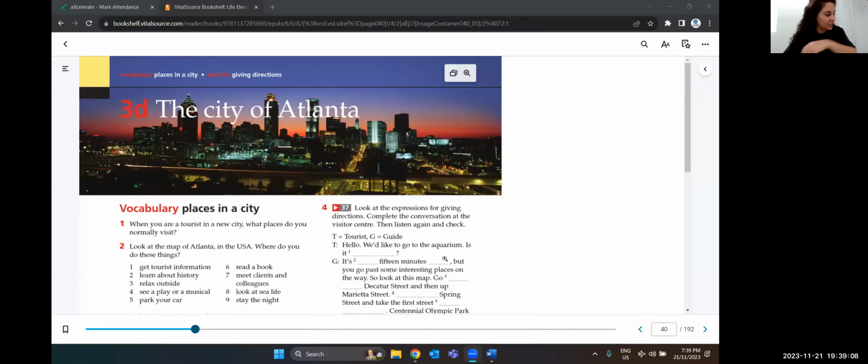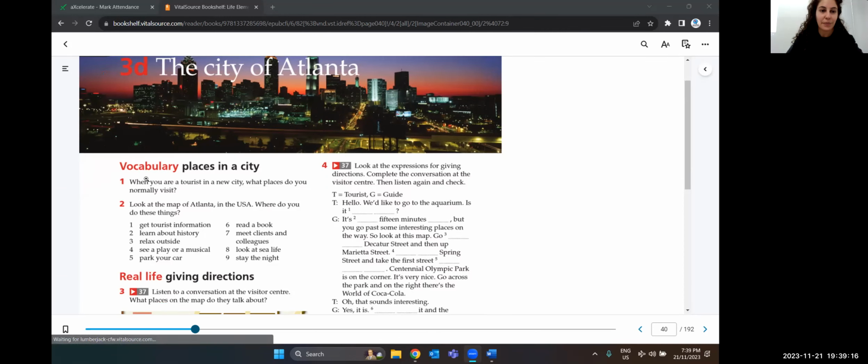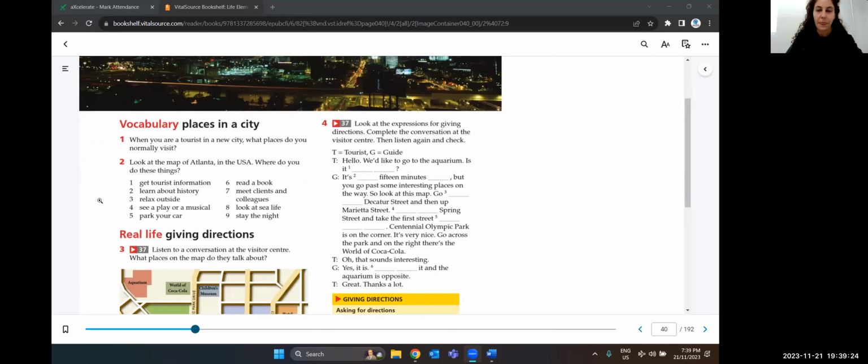So where are we? We are on page 40, the city of Atlanta. So let's look at some vocabulary for places in a city. So when you are a tourist in a new city, what places do you normally visit? Monuments, same. Old buildings, historical buildings, structures, statues.